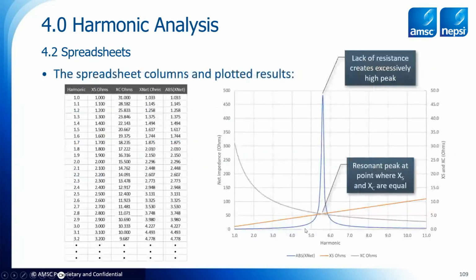And what you'll find is if you were to put this in a spreadsheet, all you'd have to do is look at my harmonic number. I'm increasing by 1 to 1.1, 1.2, and I'm calculating X sub S. Look at 1.